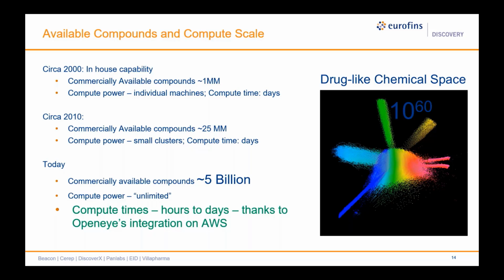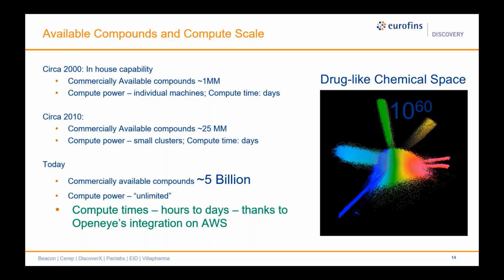If you move ahead a decade, 2010, now there are about 25 million commercially available compounds. It was kind of a pain because you had to go to all the different vendors and put that collection together internally. But once you did it, you had a little bit more compute power. There were small clusters available. So we could then still do our docking experiment in days using our internal cluster against these 25 million compounds.